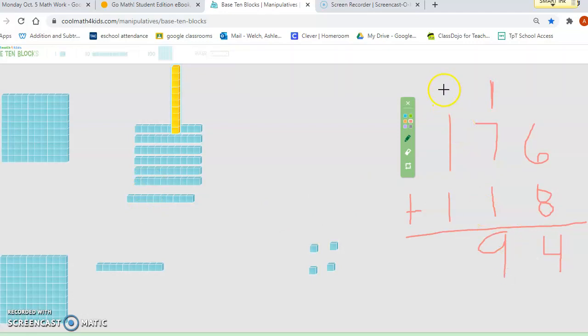Okay, and now I need to go to my hundreds place. I have 100, which I see in my modeled picture, 100. I have another 100, which I see in my picture I modeled. So 100 plus 100 would be 294.